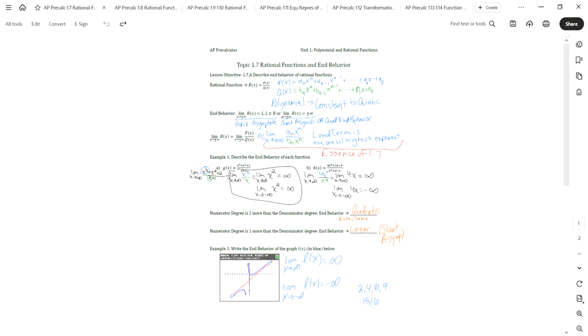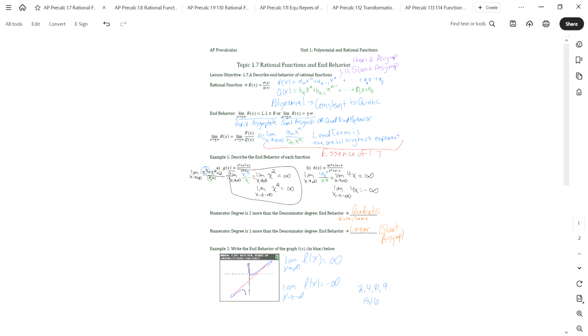Now, it's important to recognize that this end behavior is connected to two other things: horizontal asymptotes and slant asymptotes. We talked about slant asymptotes in topic 11. So we did see this again.